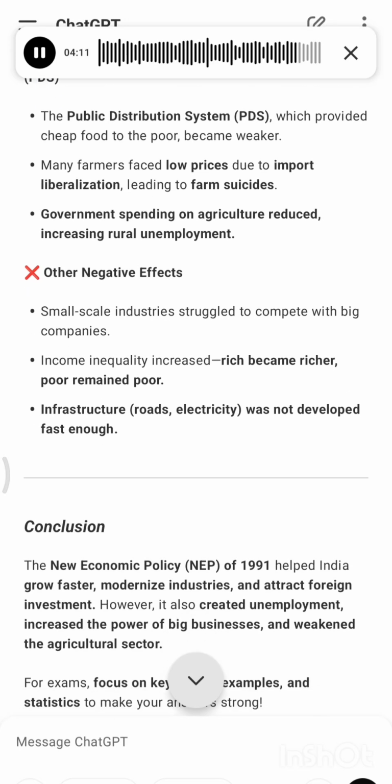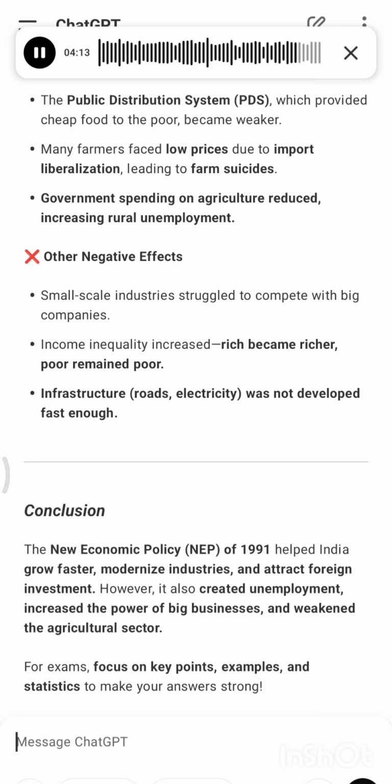Other negative effects. Small-scale industries struggled to compete with big companies. Income inequality increased. The rich became richer, and the poor remained poor. Infrastructure, roads, and electricity were not developed fast enough.